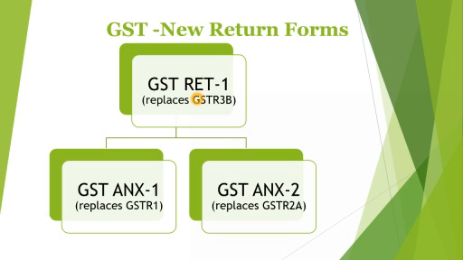GST Ret 1 will be the main return. It will replace GSTR 3B. There will be two annexures to it, GST Annex 1 and GST Annex 2. GST Annex 1 will be a declaration of A. Outward supplies, B. Inward supplies attracting reverse charge, C. Details of import of goods and services. GST Annex 2 will be auto-populated by the supplier and will need to be verified by the recipient.